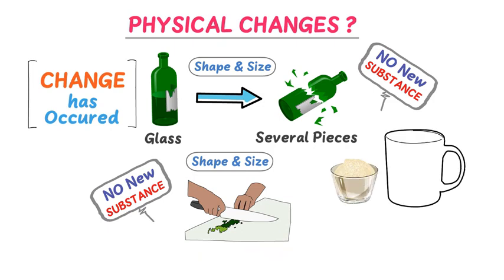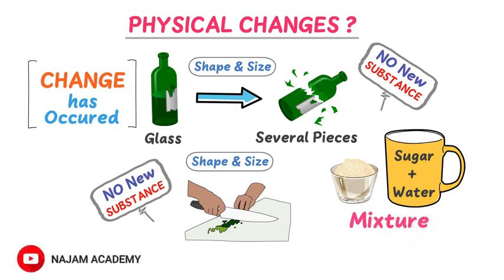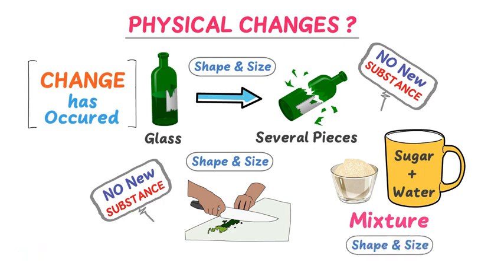Thirdly, adding sugar into water. When you add sugar into water, you get a mixture. The sugar crystals dissolve in the water, thereby changing their shape and size. But sugar crystals still retain their properties in the water, like sweetness. Secondly, we do not get a new substance when we dissolve sugar in the water. Thus, adding sugar in the water is an example of physical change.